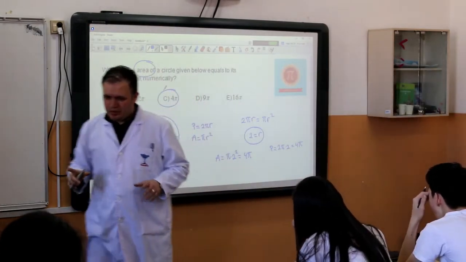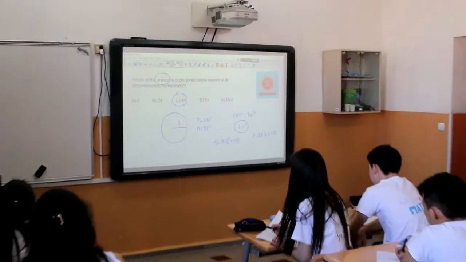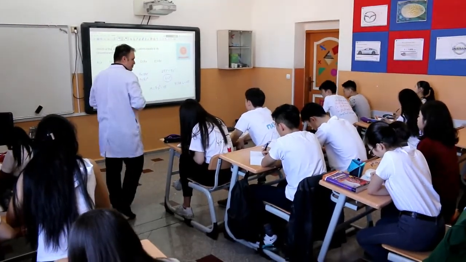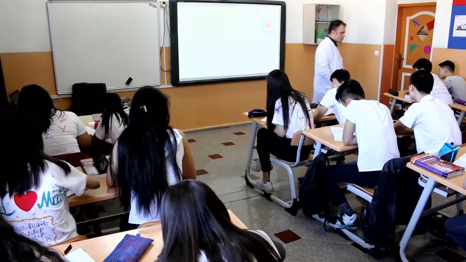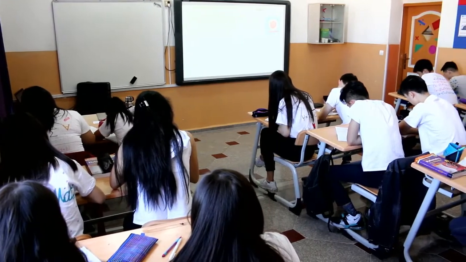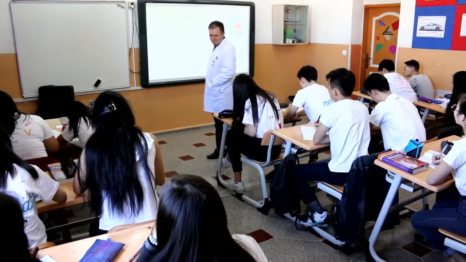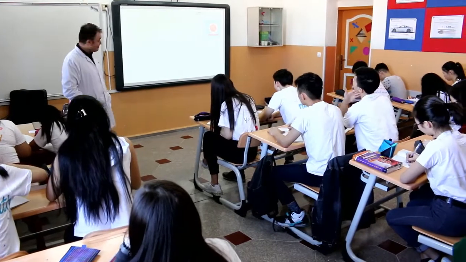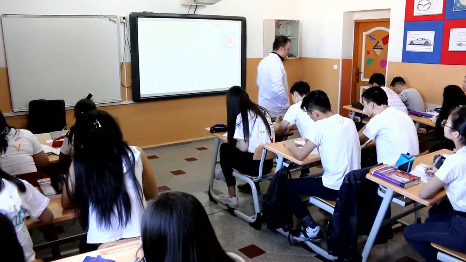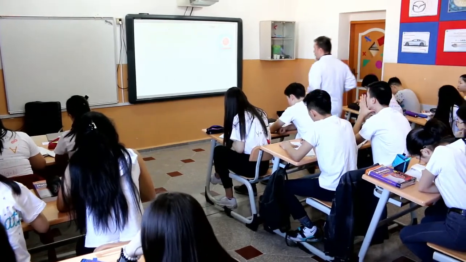In the given question, circumference and area are equal to each other. So first we get radius of circle, after that we get area. Understood? Okay, question number 2.